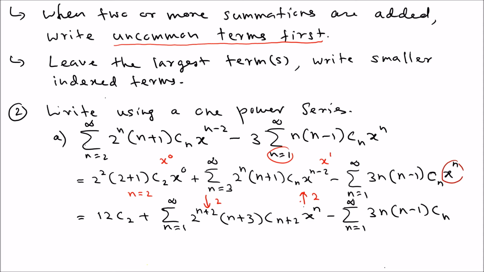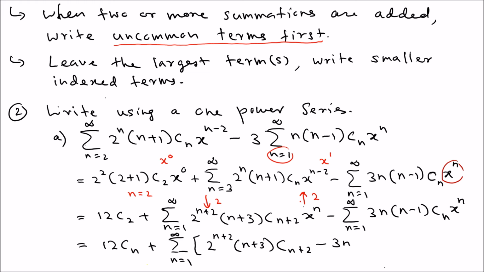Now what we can do, you can see they are exactly the same thing with the exact same index. So what you can do, you can simply combine the two. So let's combine the two. Once you combine the two, you're going to get 12 C2 plus just 1 sigma. So I'm going to write n going from 1 to infinity. And then we're going to put all these terms inside one bracket. So this is 2 to the n plus 2, and then n plus 3, C n plus 2. Now the rest one. So minus 3n, n minus 1, Cn. We write everything outside as x to the n.